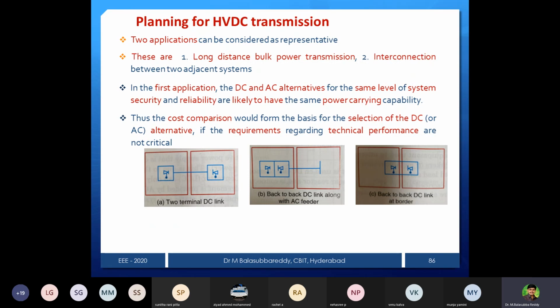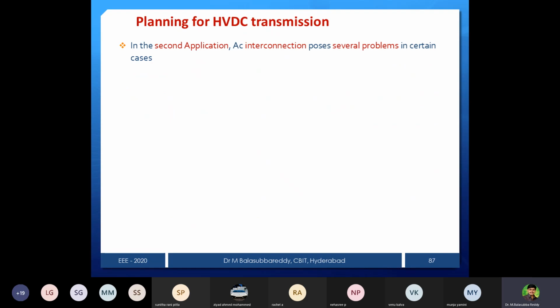The only thing is, in some cases the feeder is near or the feeder is far away, but whether we want a rectifier or inverter depends on our requirement, and the distance over which the DC power travels, and then we can use it as a DC inverter station. There are different configurations for asymmetrical interconnection, that is a two terminal DC link, or a back to back DC link, or a back to back DC link at a border. So all these different configurations are there.